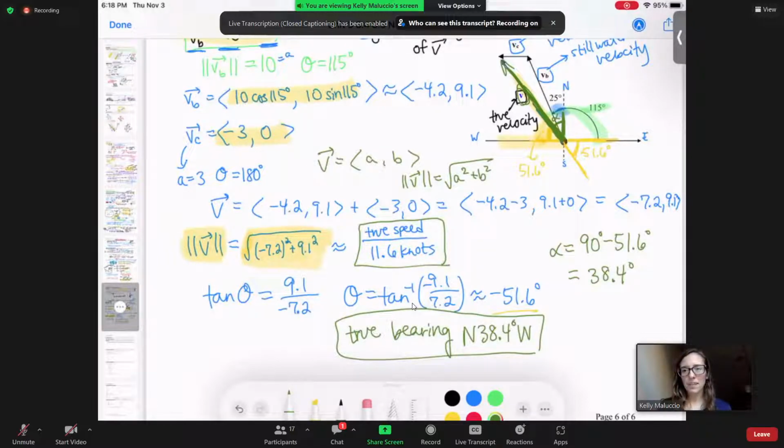So hopefully that made sense. The current is making the boat go a little bit faster and a little bit more to the west. Like the current is actually helping the boat move along, but it's pushing it. If they wanted to go straight, they'd have to steer, or if they didn't want to be pushed so far west, they would have had to steer in the opposite direction and continue, right? And then it would push them exactly where they want to be.